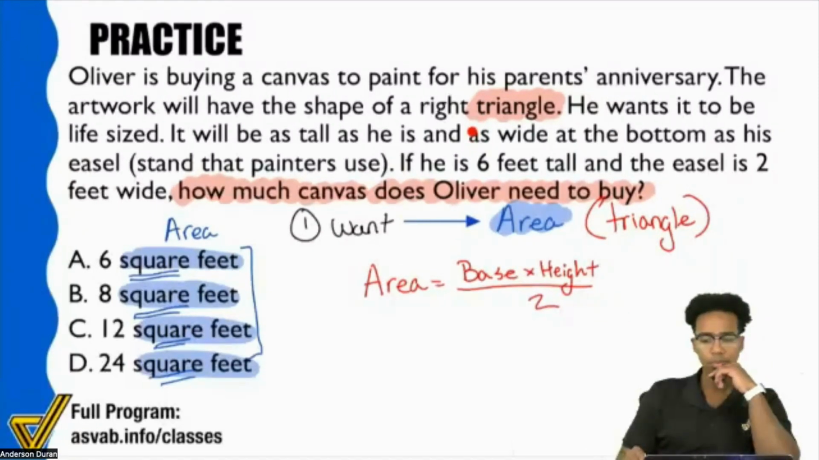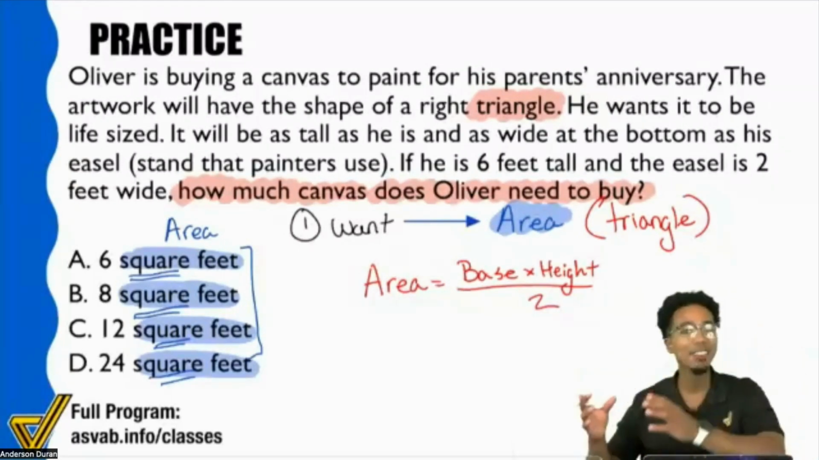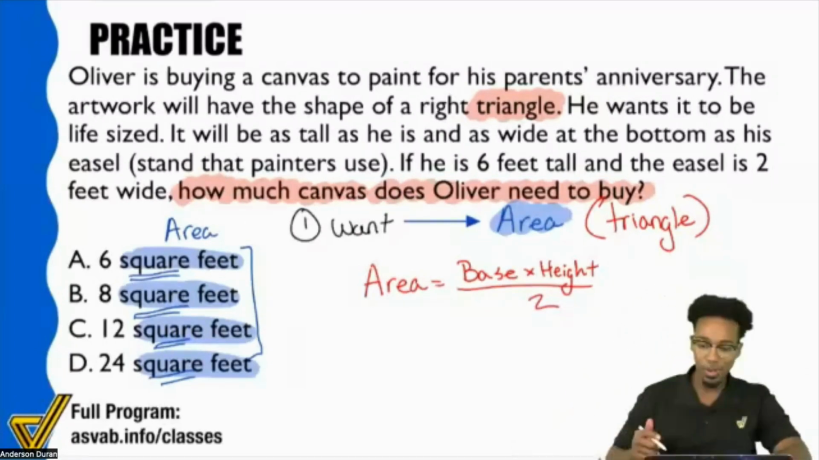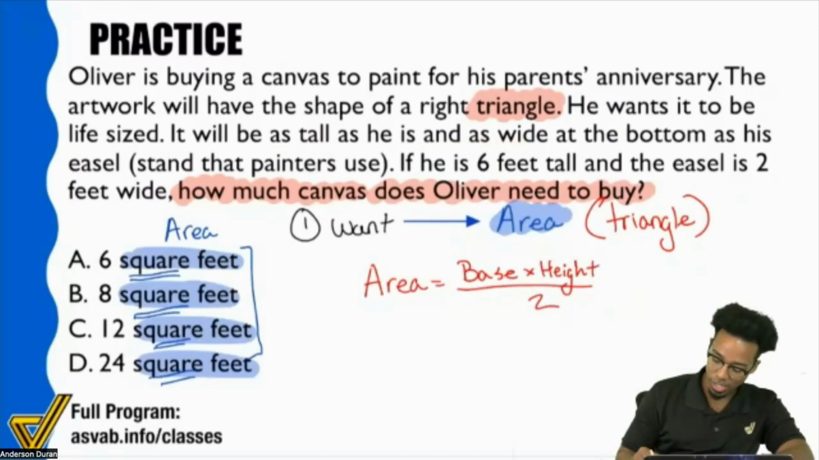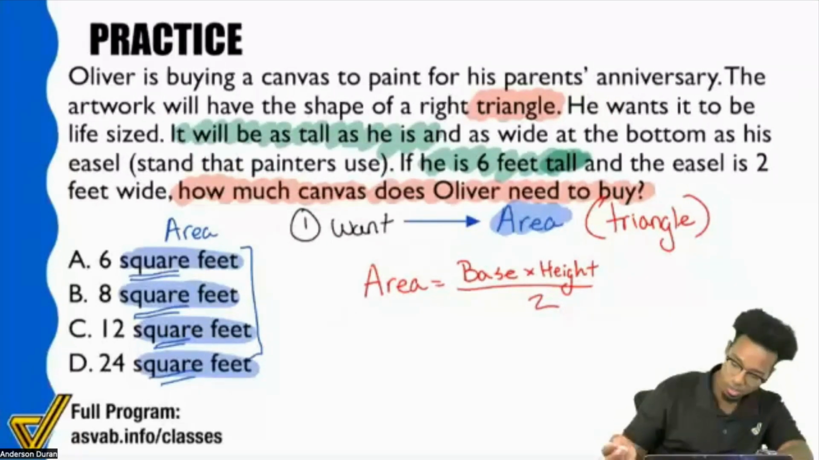So great. Everybody, what I really want you to understand is that every time we mention canvas in this problem, we mean triangle, because we're told that the canvas is in the shape of a triangle. Okay, cool. So with that, bam, it's as tall as he is, and he is 6 feet tall. So that's great right there. He is 6 feet tall, and it's as tall as he is. So that's 6 right there.